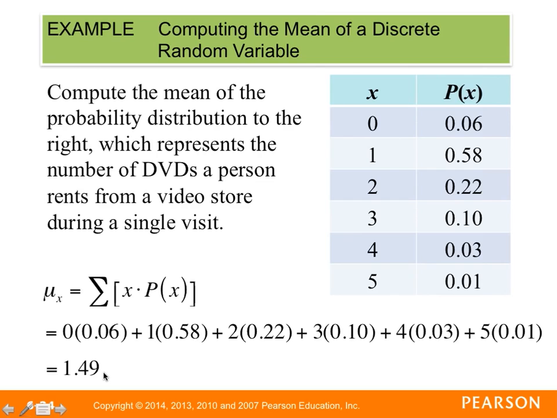Now with these, you always want to ask yourself, does my answer make sense? So if you look, the biggest proportion of people is between 1 and 2. Okay, if we look at the number of videos here, we have 58% at 1 and 22% at 2. That means we should probably end up with a number somewhere between 1 and 2. Okay, and we got 1.49, which seems pretty reasonable.